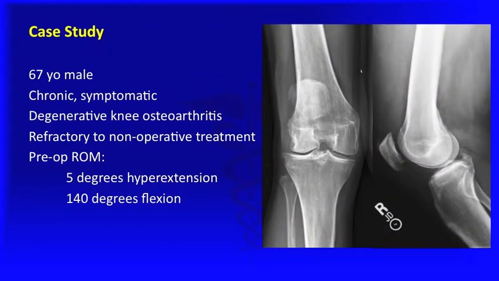This is a case study of a 67-year-old male with chronic symptomatic degenerative osteoarthritis. His symptoms have been refractory to non-operative treatment. His total arc of motion was 5 degrees of hyperextension and 140 degrees of flexion.